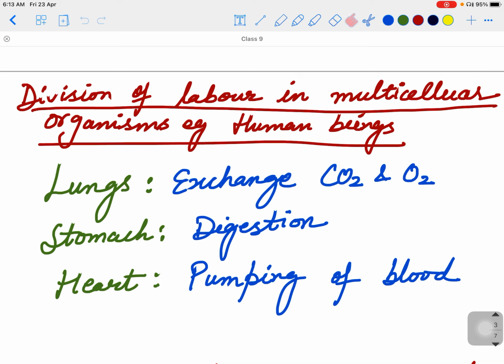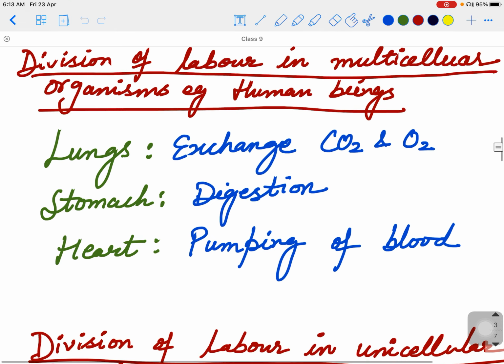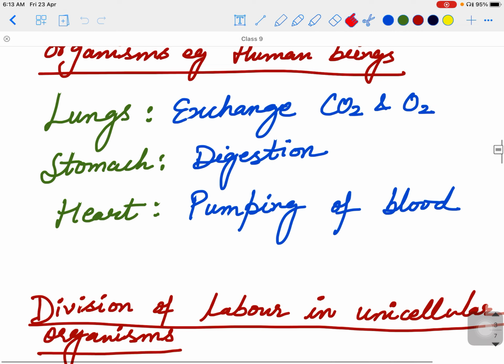Now the next important question is, do we observe division of labor in unicellular organisms also? Think about this question and we will discuss it in our next video.